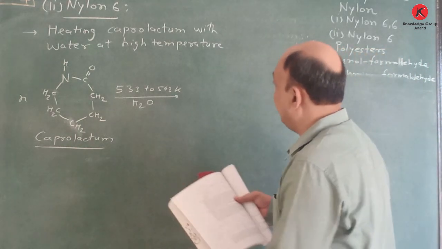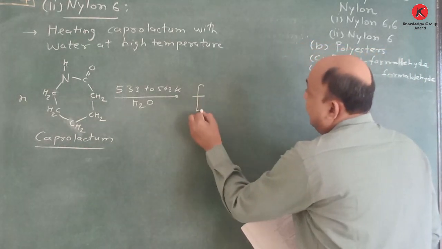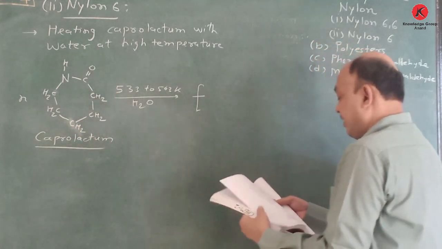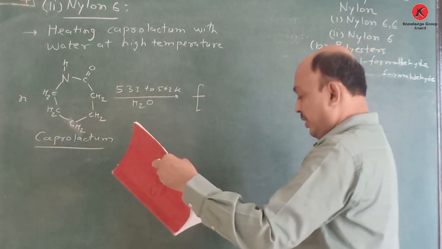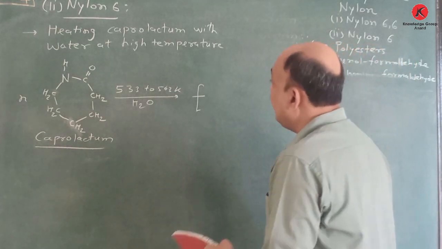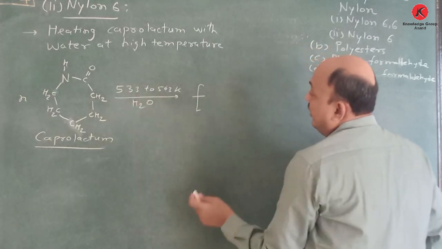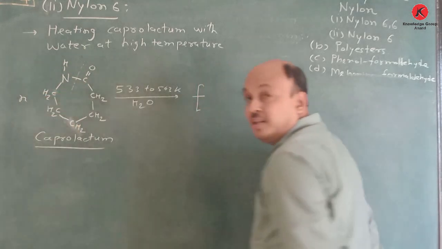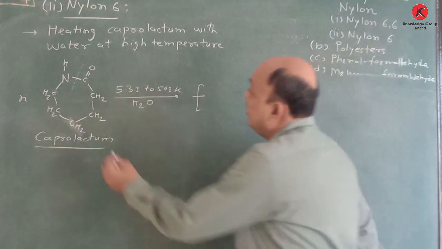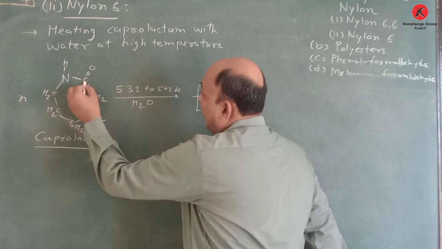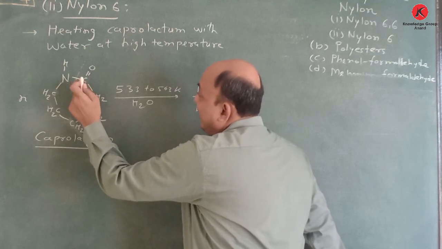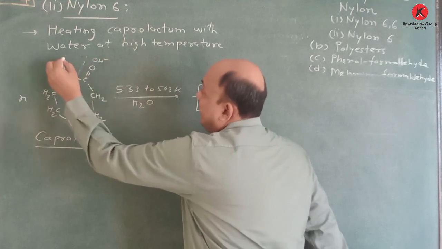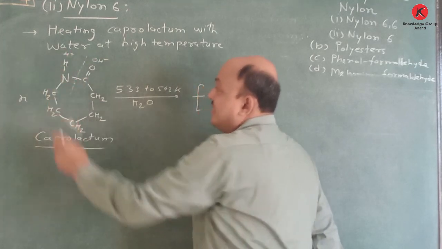So here the water molecule is removed. Now, with the water molecule not removed, at the same time you see the breaking of this particular bond, that is the N-H and C double bond O. So here C double bond OH, and here OH minus, and here H plus is attached.